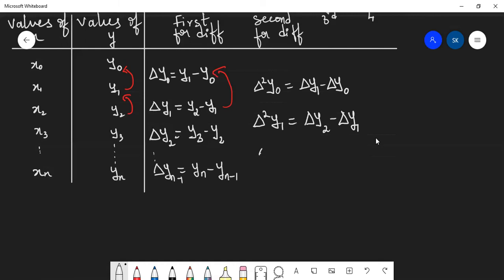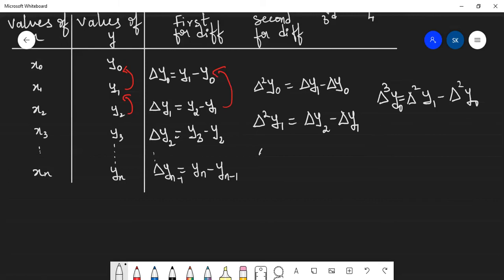Next term I'll get. So similarly, what will the third differences be? Down one minus the above one. That will be delta square y1 minus delta square y0. What will be the notation? Delta cube y0. That is the third forward difference.